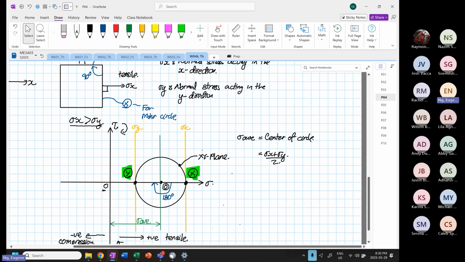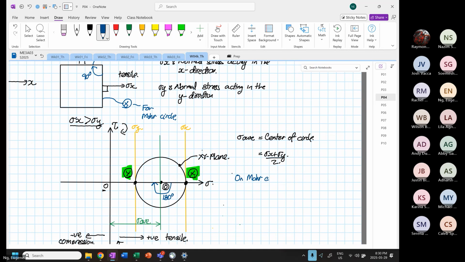Okay. So what does it mean? Okay. So on Mohr circle, when the angle is 2 theta, okay, in the element, or on the element, the angle is theta.